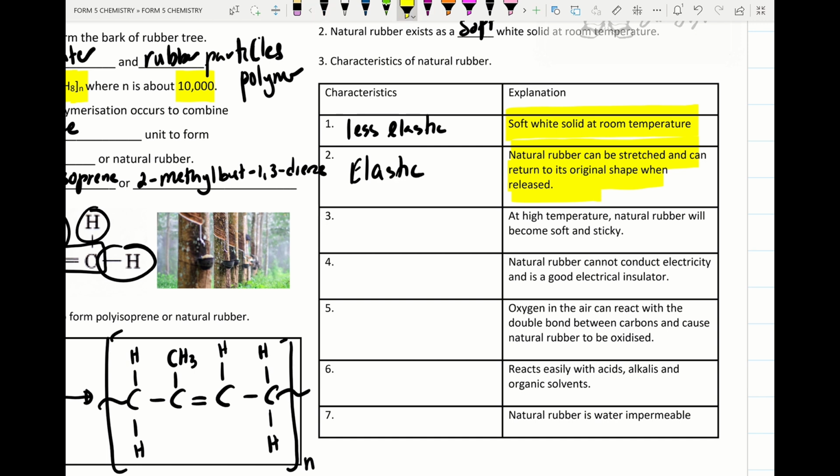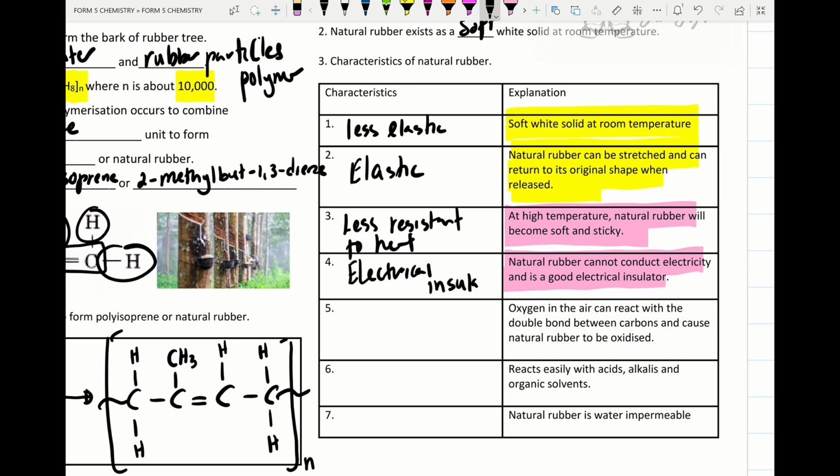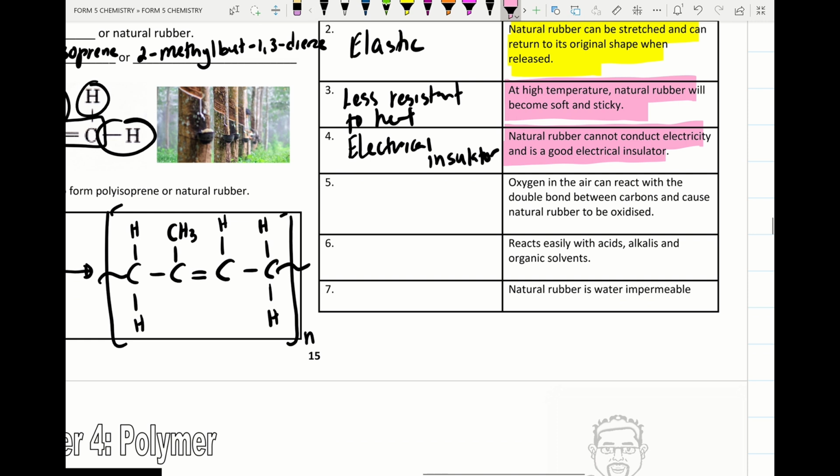Alright, third point: at high temperature, natural rubber will become sticky and soft. This shows that natural rubber is less resistant to heat. Fourth point: natural rubber cannot conduct electricity and is a good electrical insulator. Therefore, natural rubber is known as an electrical insulator.